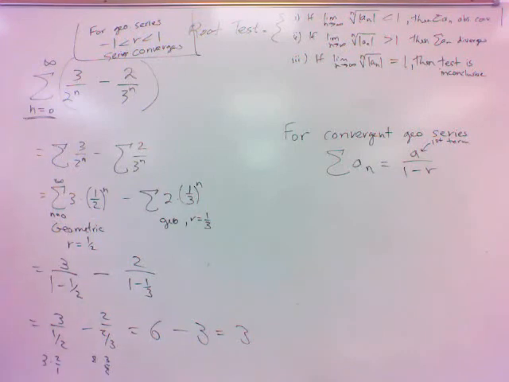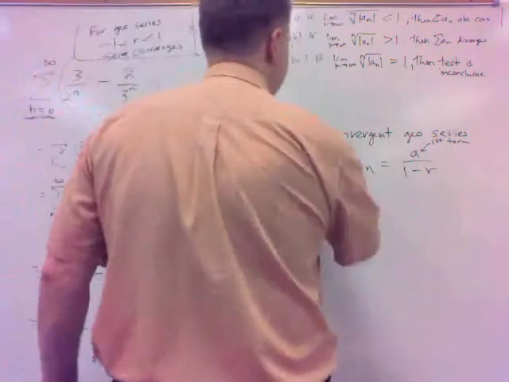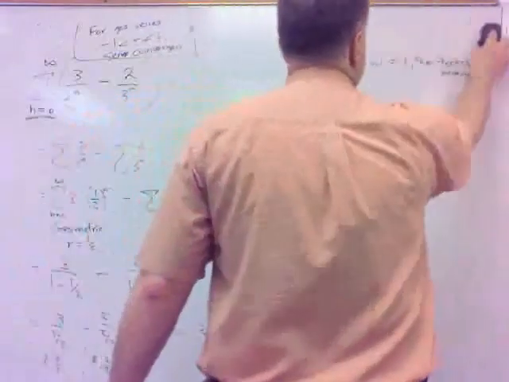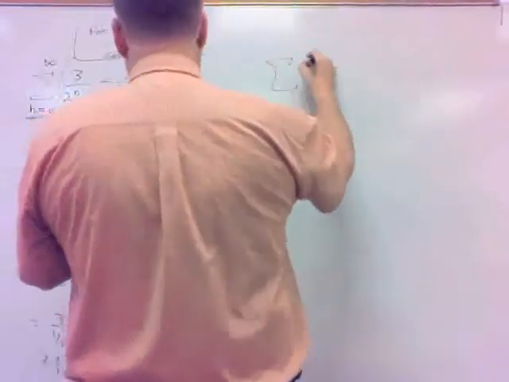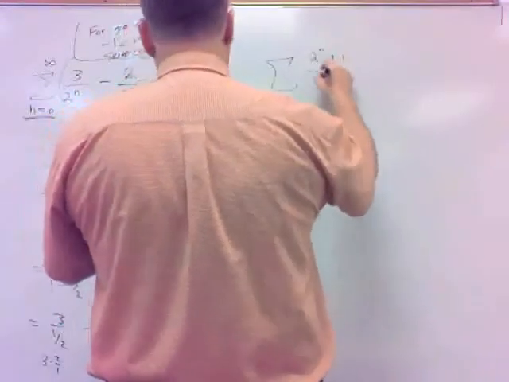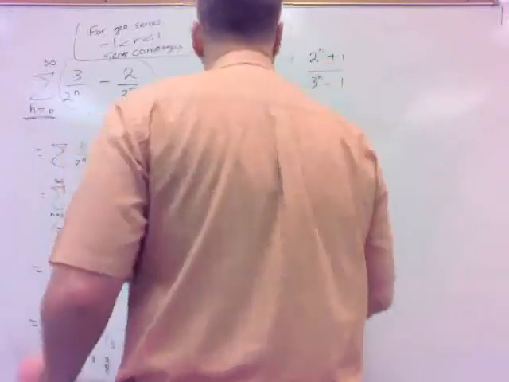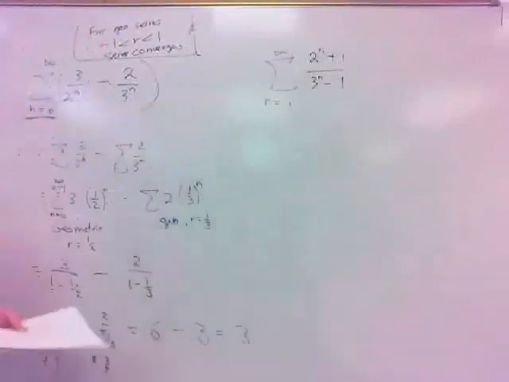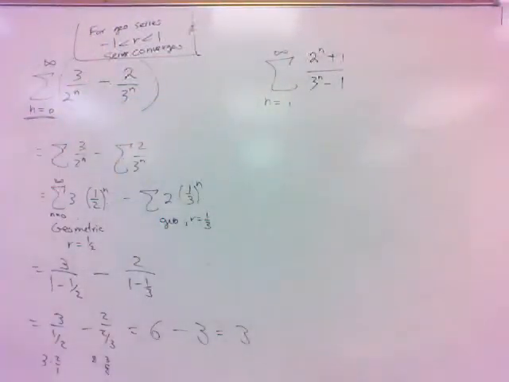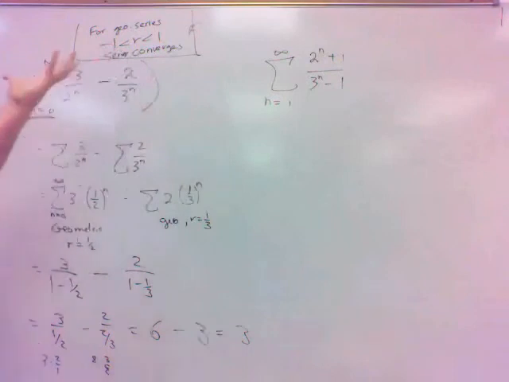Now, compare that one to this one. 2 to the n plus 1 over 3 to the n minus 1. Why is this one different? Well, that one's different because can I split that one up like I split this one up? I can't split that one up like I split this one up. So that's one key difference. So this one isn't just an automatic geometric series. I have to use something else.